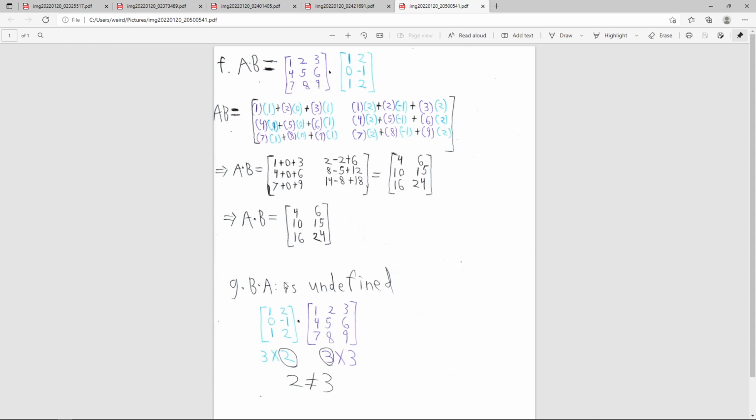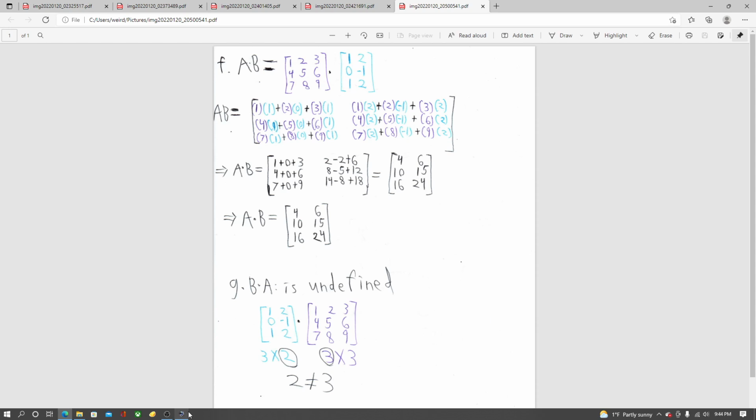And the final one is B times A, which is undefined. You have a 3 by 2 multiplied by a 3 by 3. So 2 does not equal 3, so it's undefined and we can't do anything. It does not exist, as you could also say, but undefined really is the proper way. And that's it for that.